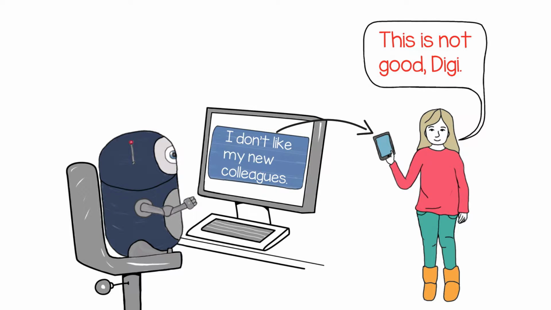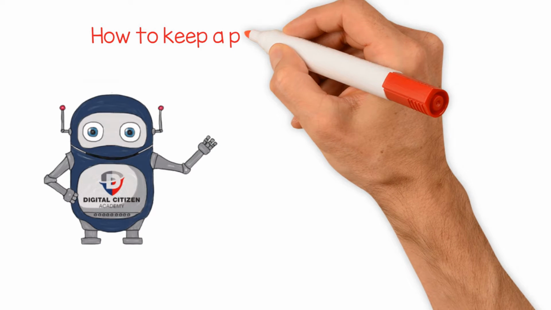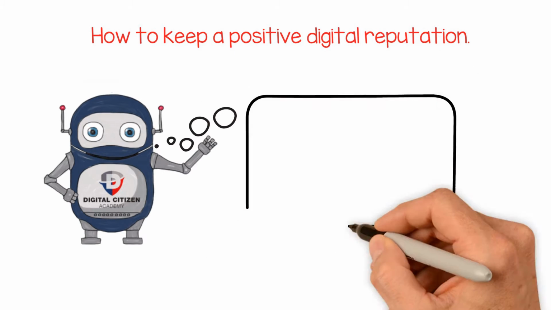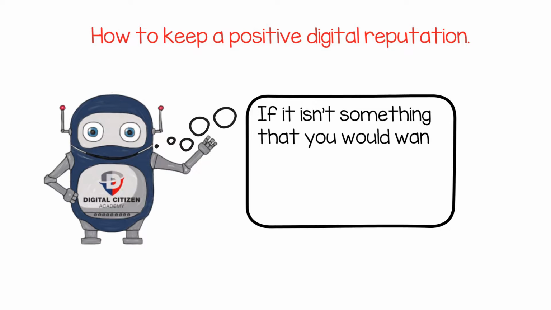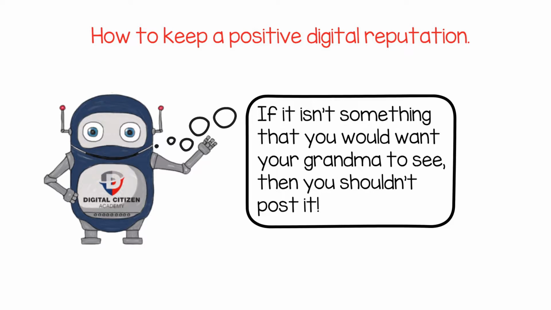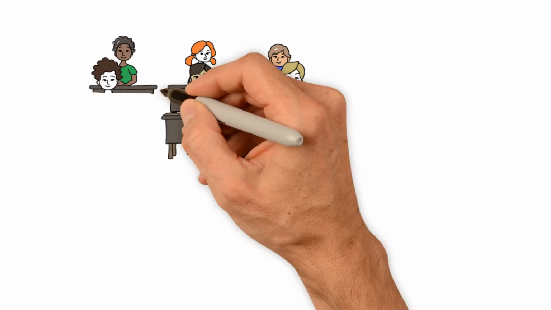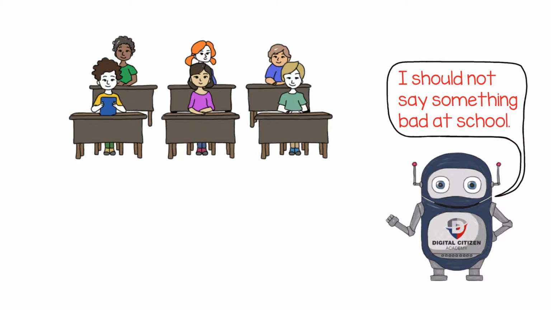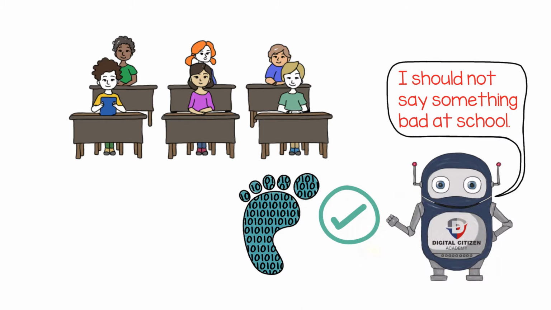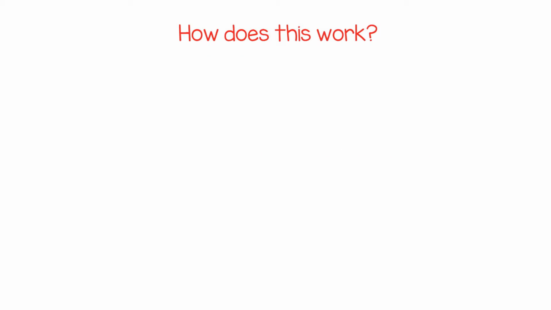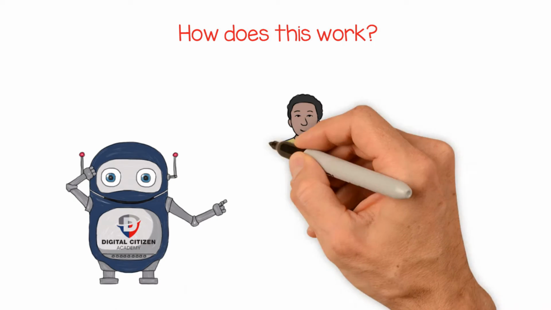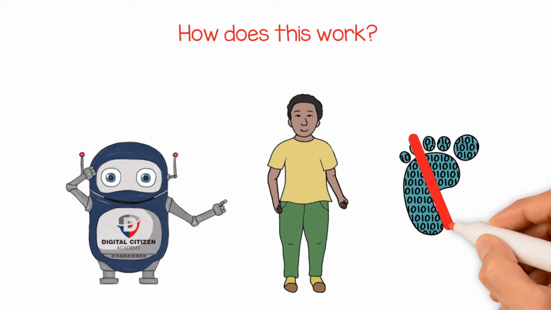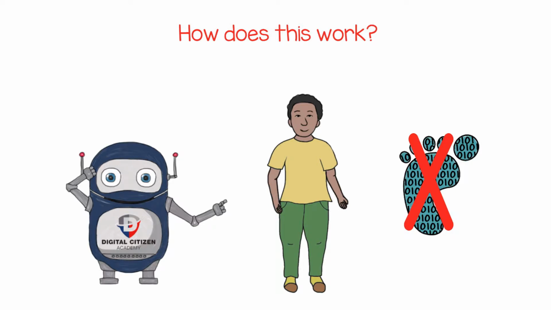Digi has a good tip for remembering how to keep a positive digital reputation. If it isn't something that you would want your grandma to see, then you shouldn't post it. Another thing that Digi learned was that if you monitor your behaviors offline, it makes it easier to have a positive reputation online. How does this work? Let's hear how Digi's classmate chose to act in a way that damaged his digital reputation.